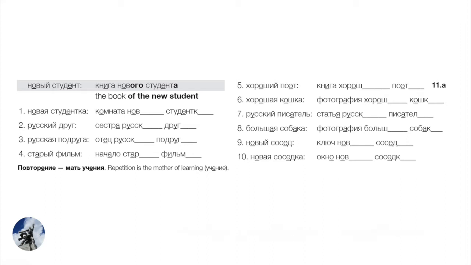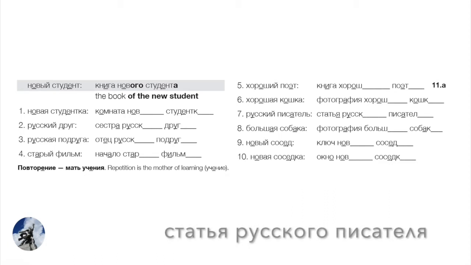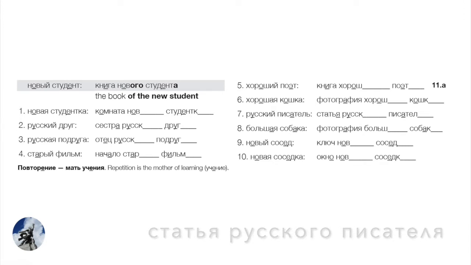Number 7, Russian writer, русский писатель, the article of the Russian writer. Статья русского. Now look at писатель. It's a soft masculine noun. So we can't write писатела, right? That would make it hard all of a sudden. You see, we've got to preserve that final soft L. It's not going to suddenly become hard, right? So instead of writing а we need to drop the soft sign and instead write я, right? Use that soft vowel in place of the hard vowel. That gives us статья русского писателя.